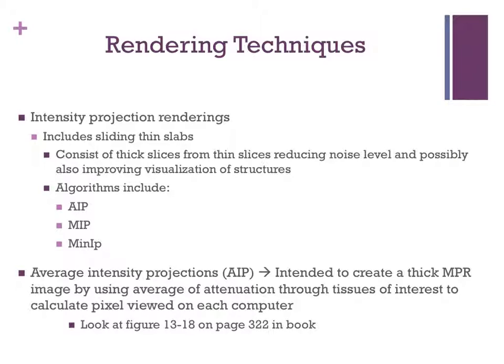The algorithms for sliding thin slabs include average intensity projections, also known as AIP, maximum intensity projections, and minimum intensity projections. The AIP is intended to create a thick multiplanar reconstruction image by using the average of the attenuation through the tissues of interest to calculate the pixel viewed on the computer. Take a look at figure 13.8 in your book to see how the AIP can affect an image.